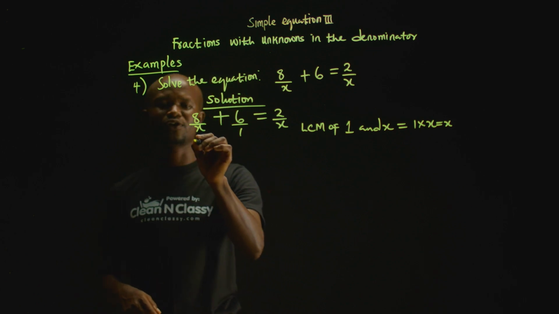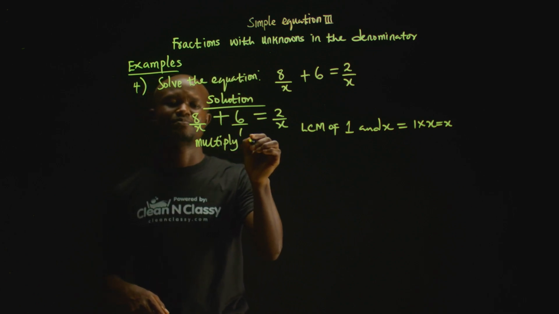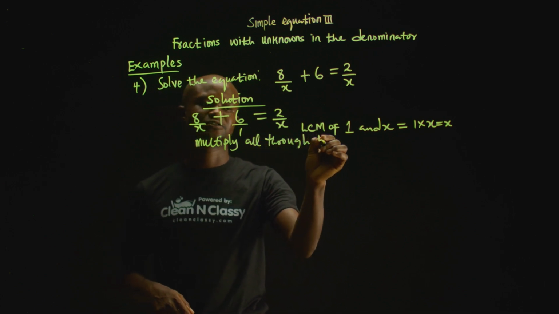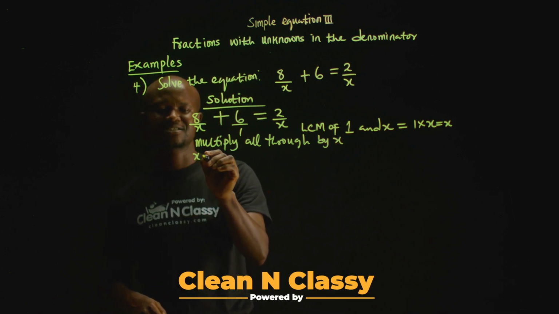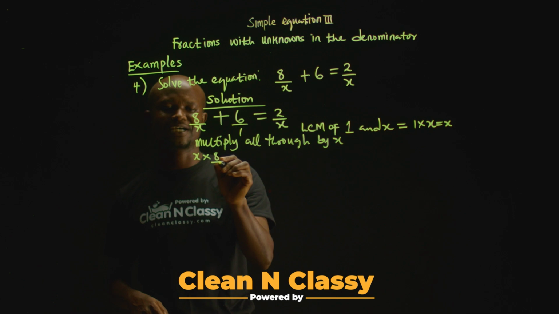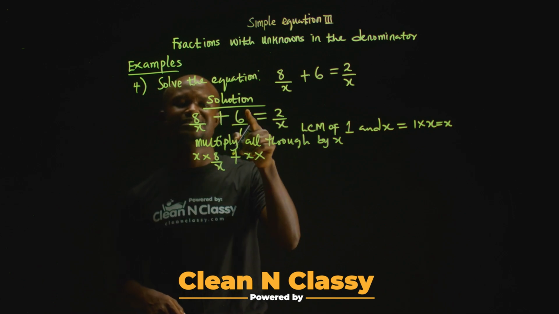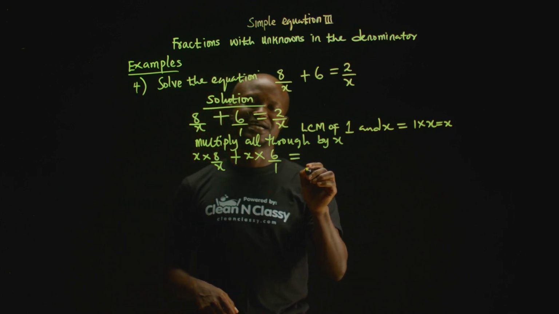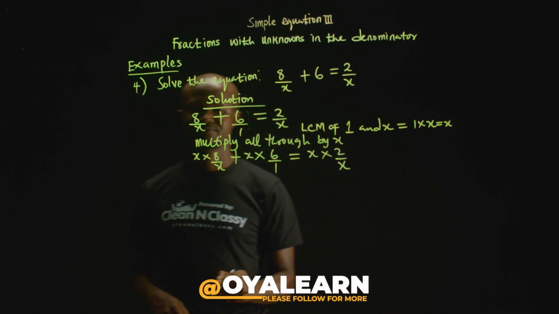So the next thing for us is to multiply all through by x. Multiplying all through by x, we have x times 8 over x, plus x times this next term, 6 divided by 1, then x times 2 divided by x.